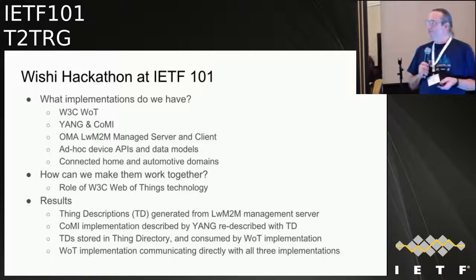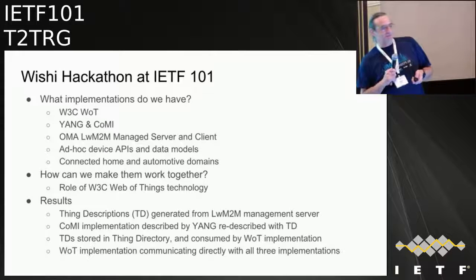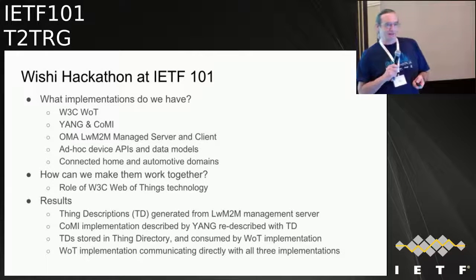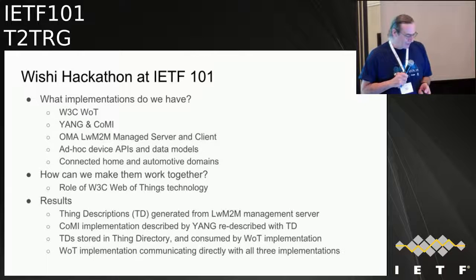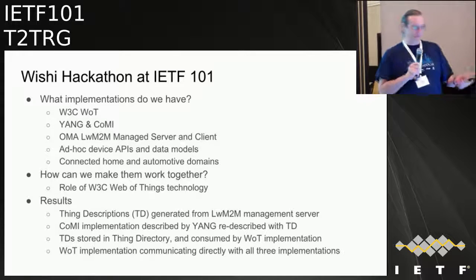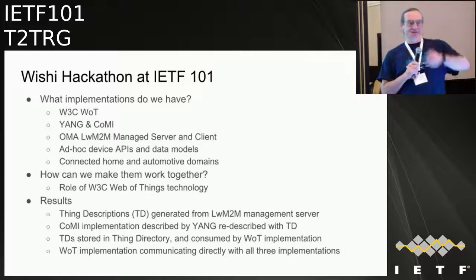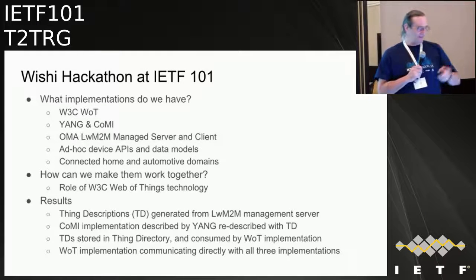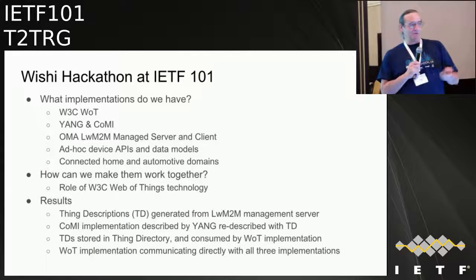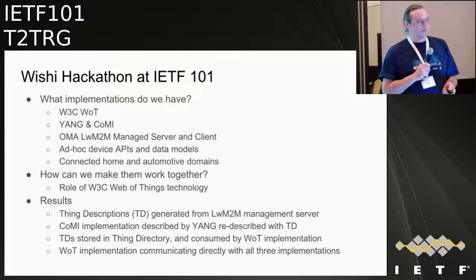But what we ended up with were being able to generate thing descriptions, which is a sort of W3C Web of Things metadata format, from lightweight M2M instances that we could find on a lightweight M2M server. We started integrating Komai with thing descriptions. So to show that you don't really have to have any particular kind of protocol, what's the range of protocols that could be connected to? We brought a thing directory, and we stored thing descriptions in the thing directory. I'll show more about what that whole thing looked like. And then at the end, we had the Web of Things implementation communicating with these different device implementations and different protocols.